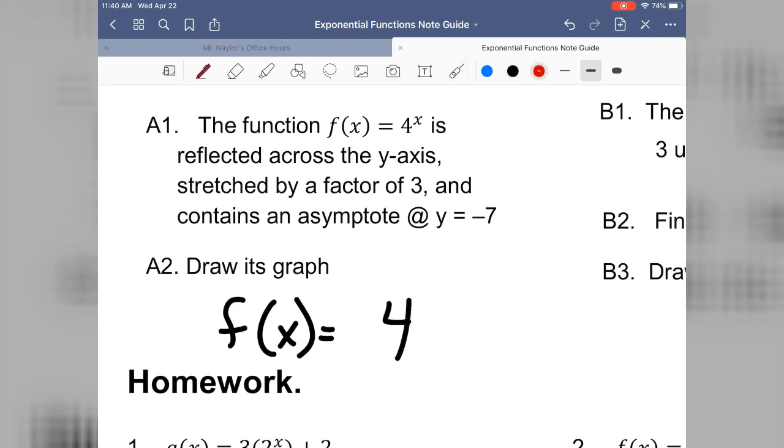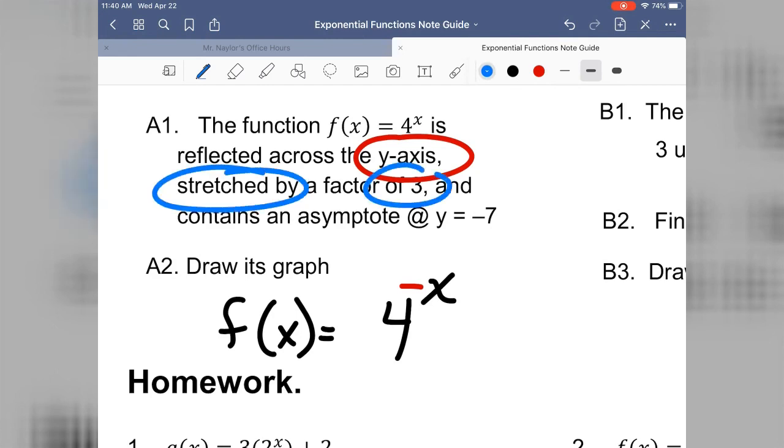Now, if it's been reflected over the y-axis, we know that we're going to have to add a negative sign to the x. What else can we start to add here? It says that there's been a stretching of a factor of 3. Well, that's just going to give us a number that we can multiply in front of the base.